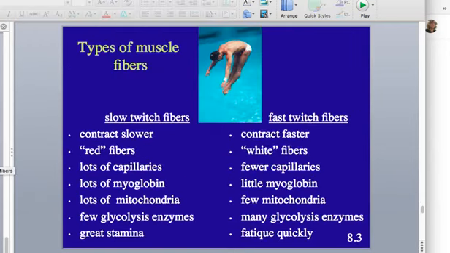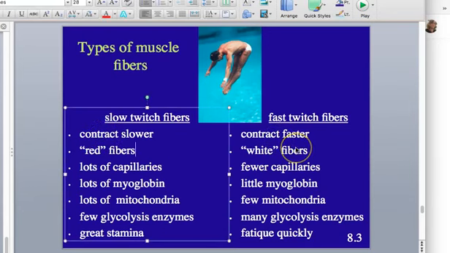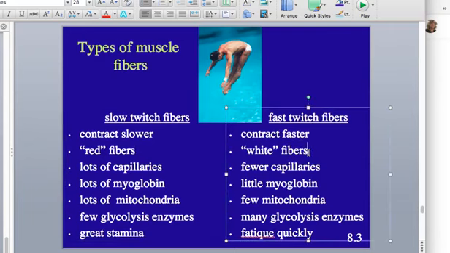Okay, so within the skeletal muscles, we have two different flavors of skeletal muscles. We have what are called slow twitch fibers and fast twitch fibers. They do what they say they do. The slow twitch ones contract slower, the fast ones contract faster. This is the difference between red and white meat. White meat are those fast twitch fibers. They're white because they don't have as much of a blood system. They don't have as much myoglobin. They don't have as much mitochondria, and they fatigue really quickly.